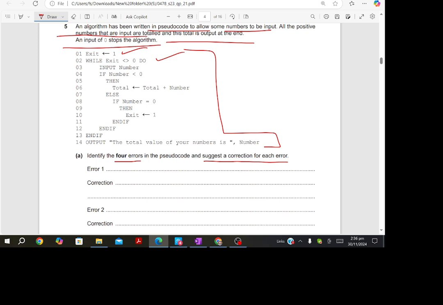If number is less than 0, no, yes, this is the error. Line 4 is the error. And what is the correction? Number should be greater than 0. Why? Because it said only the positive numbers are totaled. So the correction will be if number is greater than 0.